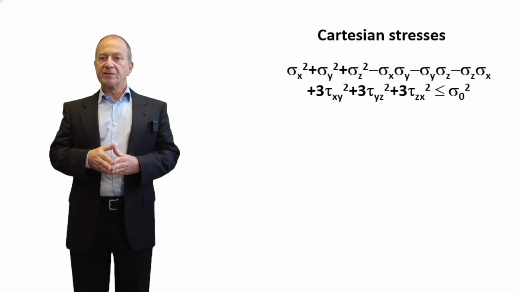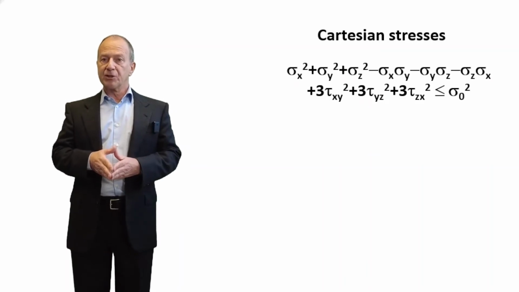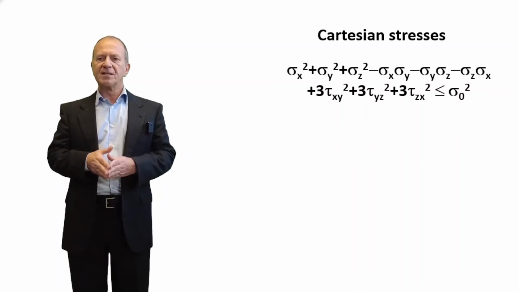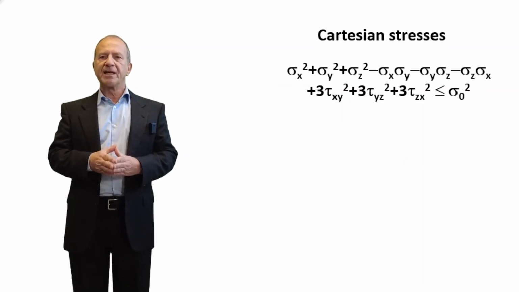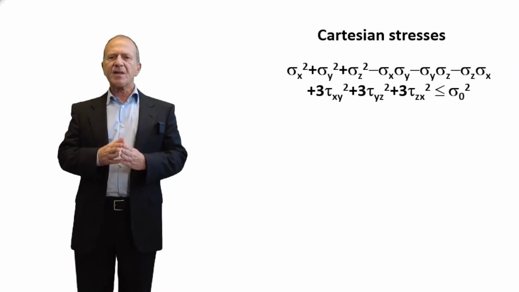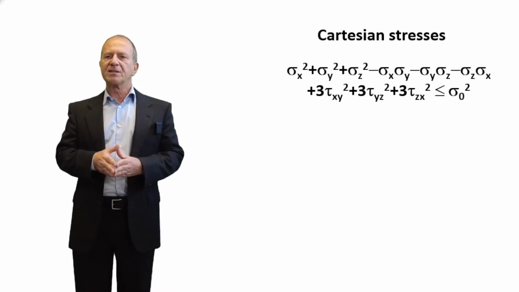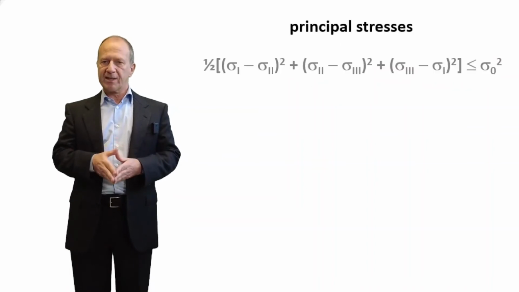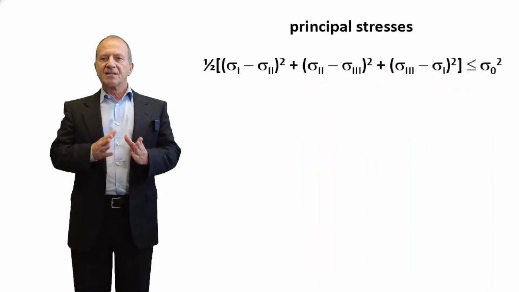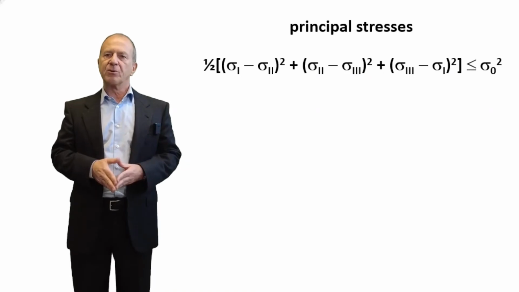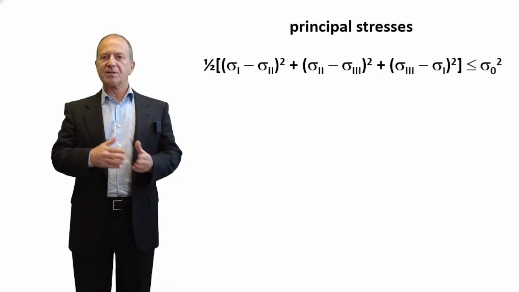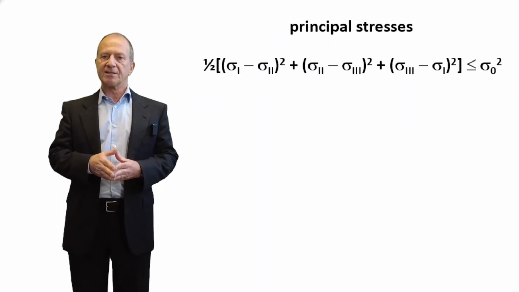Eurocode 3 uses this formula in plane stress conditions, that is with sigma y, tau xy and tau yz equal to 0, for the verifications of the resistance of steel cross sections. It can be useful to express this criterion in terms of principal stresses. To do this, simply set all the shear stresses equal to 0 and replace normal stresses by principal stresses.